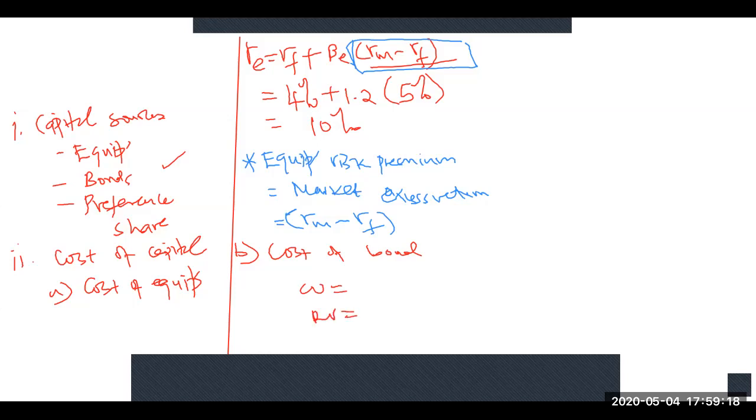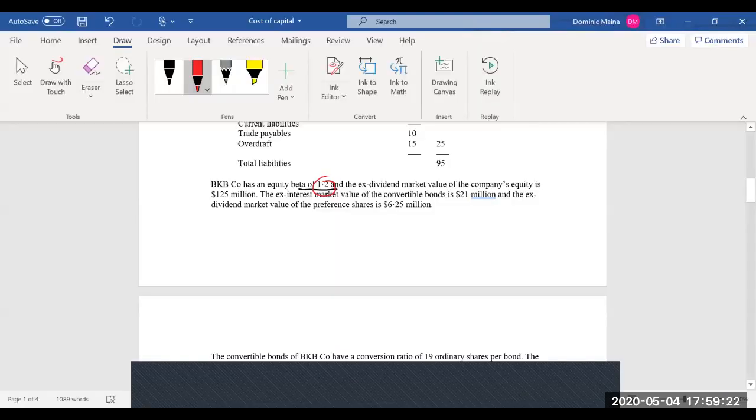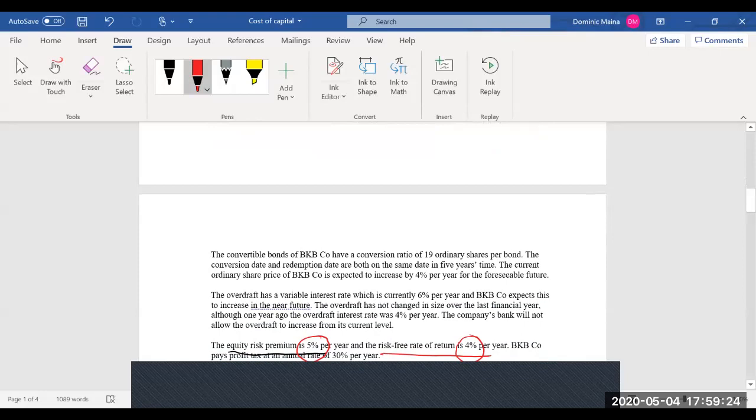So going back to our question, you'll be told that this convertible bond has a conversion ratio of 19 shares. That implies you're going to be getting 19 shares for every bond you opt to convert. The conversion ratio is the number of equity shares you get per bond. The conversion is going to occur 5 years from now.